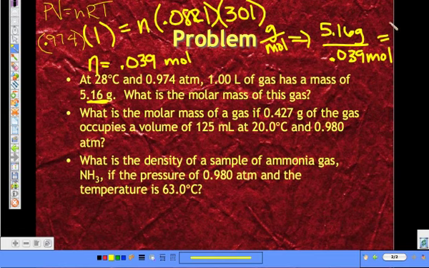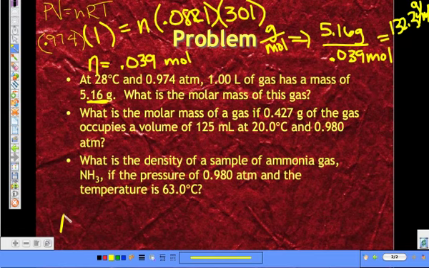what is it? 0.23. So 132.2 or 132.3 grams per mole. 132.3 grams per mole. So that's how you can use the ideal gas law to find it. Now let's use the other equation and see if we get the same answer.